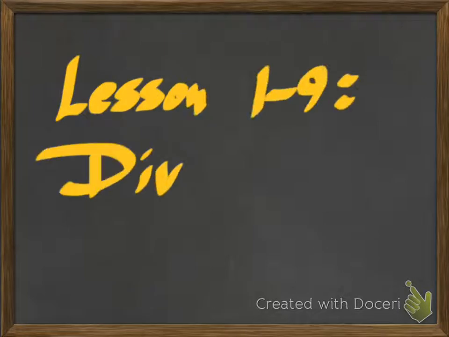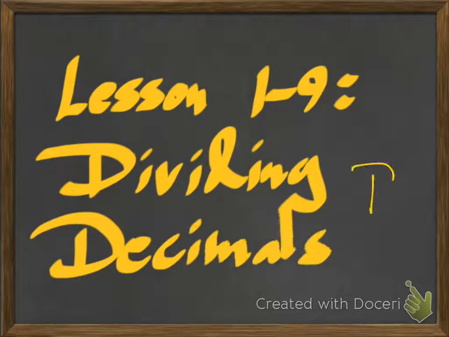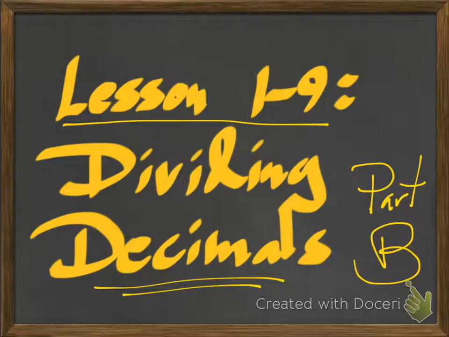Okay, so this is the second part of 1-9, dividing decimals. We're going to take the division algorithm a little bit further now, and what we're going to do is divide decimals. We're going to specifically focus on what happens when the number we're dividing by is a decimal. So this is part B of the 1-9 lesson, which you are actually watching in class right now. All right, so let's continue on.